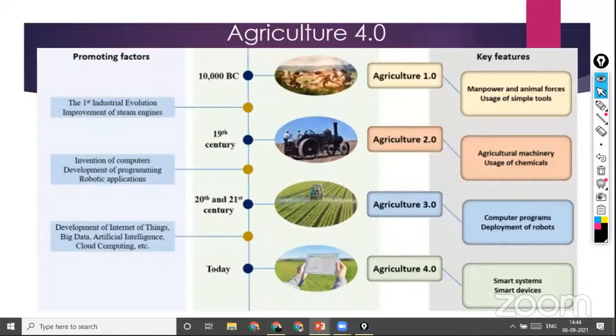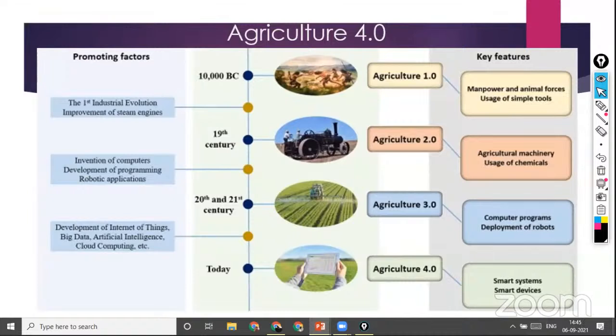In agriculture 1.0, we were using manpower and animal forces, as in the traditional agriculture era. Even now we are still using animal forces and manpower also, but it has changed a lot, especially in developed countries. By the 19th century, with the introduction of the steam engine and all, agriculture 2.0 was actually powered.